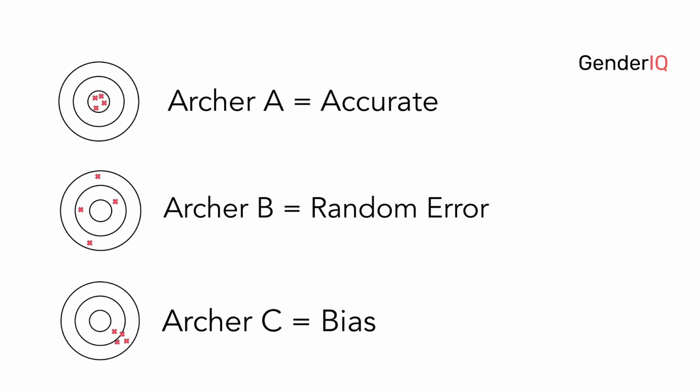This is a visual analogy to the difference between a random error and bias, which is systemic. You see, Archer B makes a lot of errors, but with enough practice, they will know how to hold the bow, how to aim, and how to shoot to hit the bullseye. But Archer C doesn't lack skill, but they cannot see the target correctly either. So practice will not solve the issue, because bias is a systemic error, not a random error.